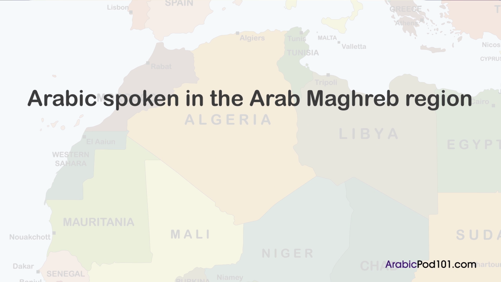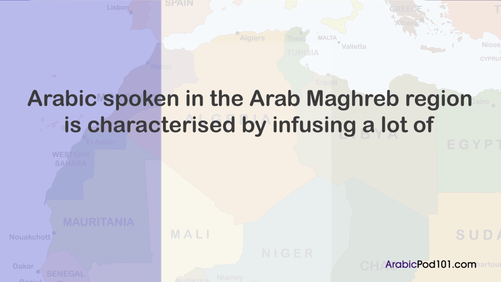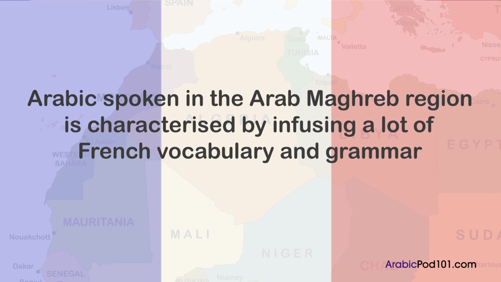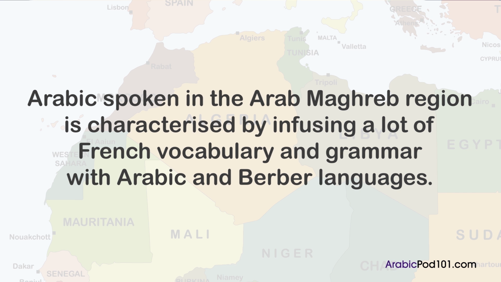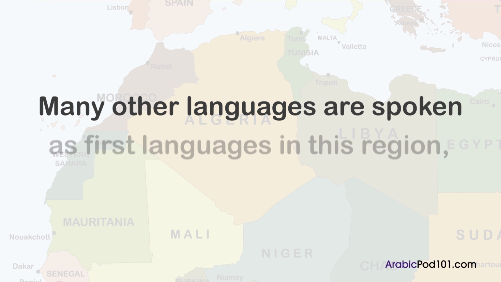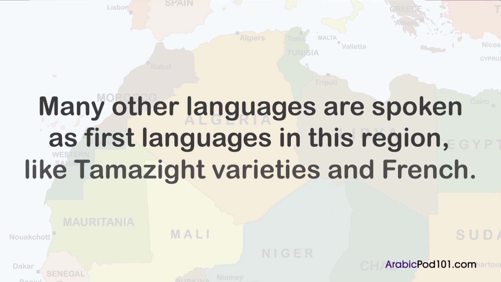Arabic spoken in the Arab Maghreb region is characterized by infusing a lot of French vocabulary and grammar with Arabic and Berber languages. Many other languages are spoken as first languages in this region, like Tamazight varieties and French.